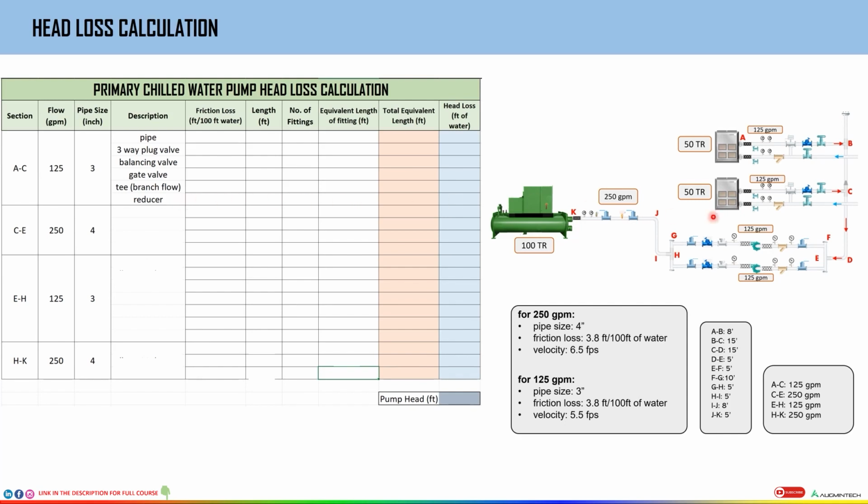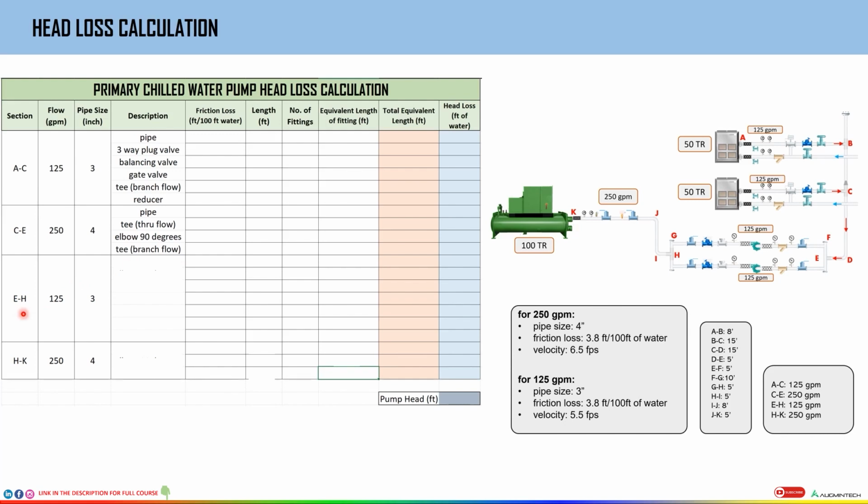Okay, in section C to E, what do we have? In section C to E, we have pipe, obviously. Then we have the T, which is over here at exactly C. Then we have the 90-degree elbow at D. And then we have another T over here at E. So we'll mention all these components over here. We have the pipe, the T, the elbow, and then one more T.